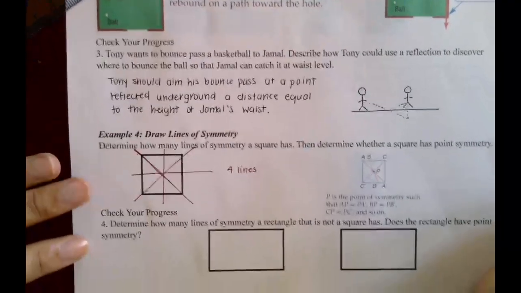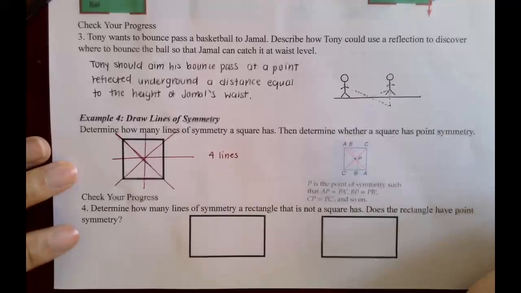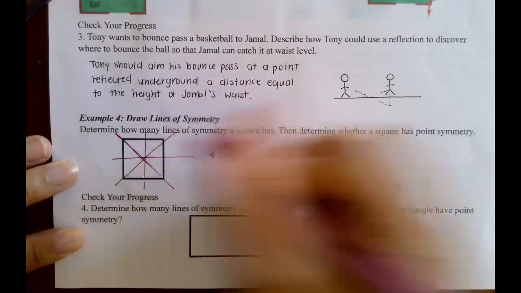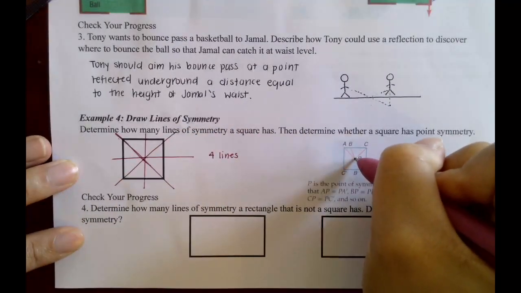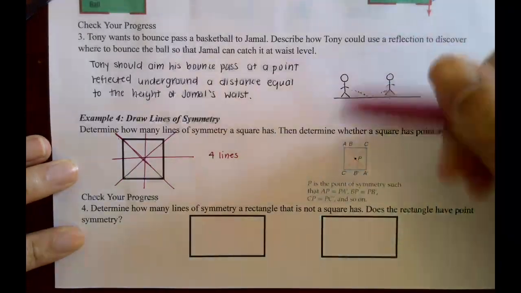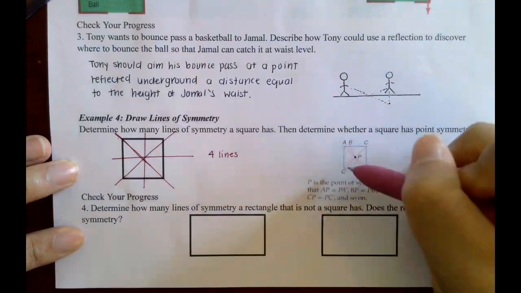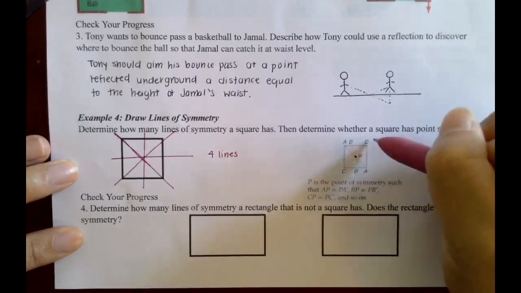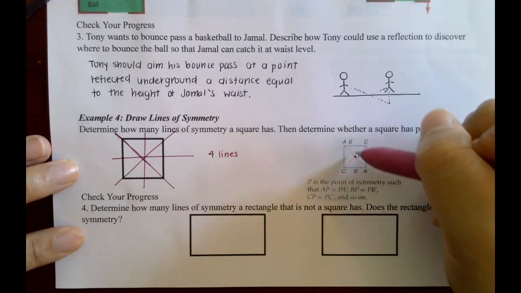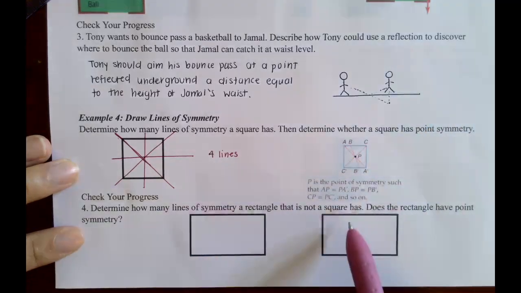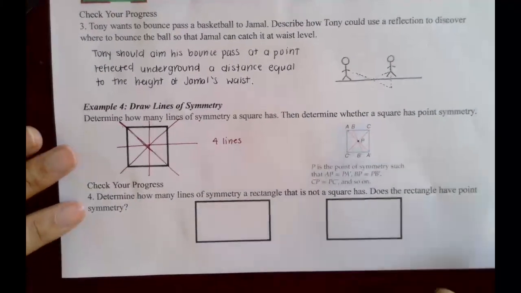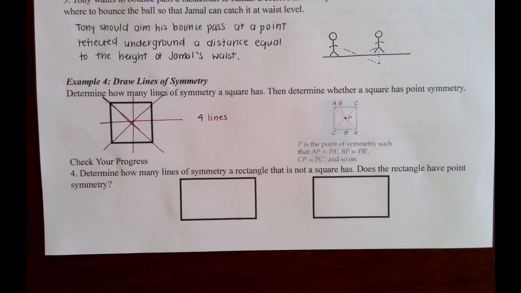So where is the point of symmetry? This one does have a point of symmetry, and it's right here, or in this picture at point P, because AP and PA prime are the same, CP and PC prime are the same, and BP and PB prime are the same, and so on and so forth. Okay? So why don't you try CYP4, and then come check the answer when you're done.